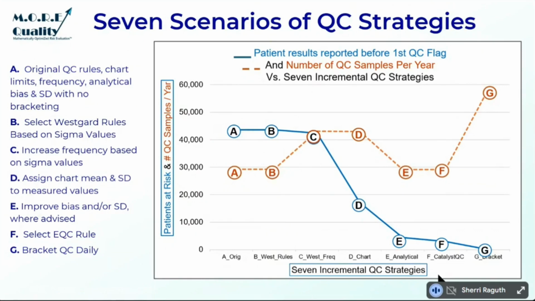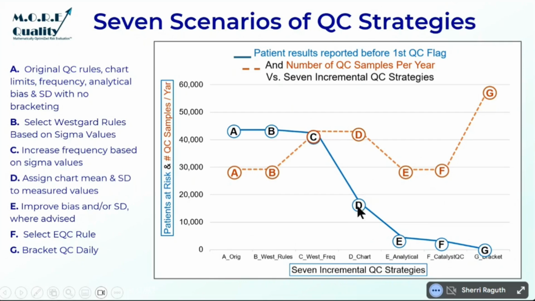This 7 scenarios of QC strategies that she's showing you right now is part of the poster that she did. This is the award-winning poster that said, if you follow Westgard recommendations and calculate sigma, this lab was testing 30,000 QC samples a year and exposing 40,000 patients to risk. If they implemented Westgard rules based on sigma values, it made no difference to the patient risk. If they increased the frequency based on what Westgard was recommending based on sigma, it doubled their QC volume, but it did nothing for their patient risk.